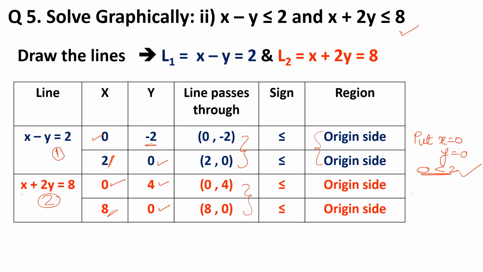Now whether it is the origin side or the non-origin side, for checking it, I should put x is equal to 0 and y is equal to 0 in the second inequality. 0 plus 2 into y, that is 0, less than or equal to 8. So I get 0 less than or equal to 8. 0 is less than 8, so the condition is satisfied. So for this case also, you get the origin side.